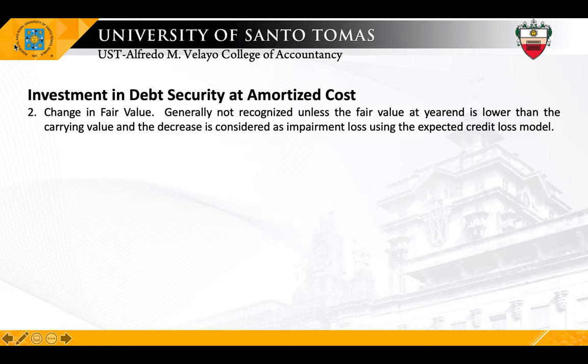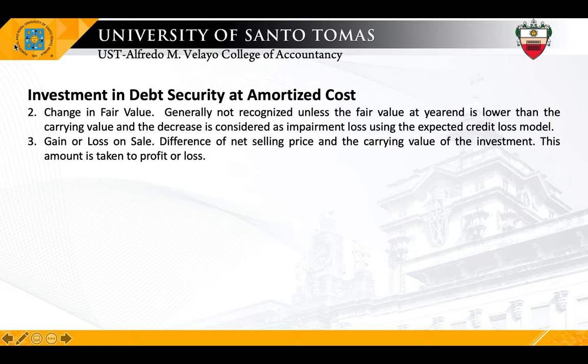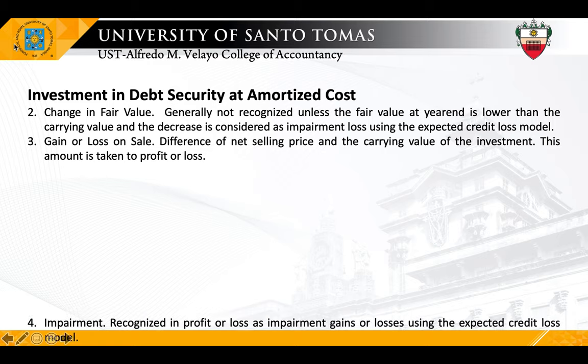Okay, after interest, we have change in fair value. So generally, fair value changes for investment at amortized cost are not recognized unless there is a decrease in fair value and the decrease is considered as impairment loss using the expected loss model. Next, gain or loss on sale. So, gain or loss on sale of debt security at amortized cost is calculated the same with all other assets being sold. So, it's the difference of the net selling price and the carrying value of the investment. And the gain or loss is taken to profit or loss.